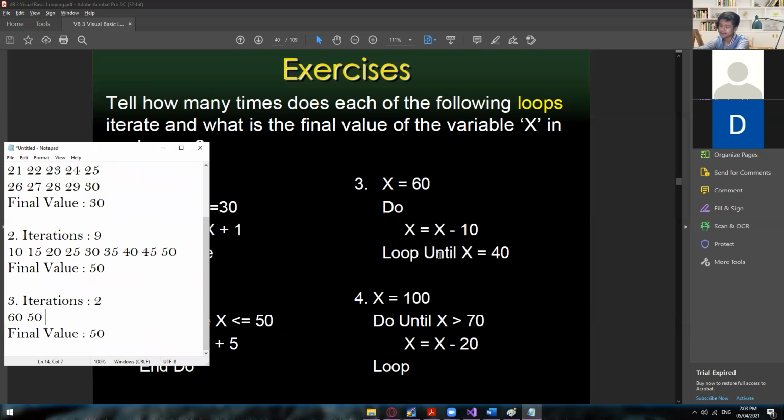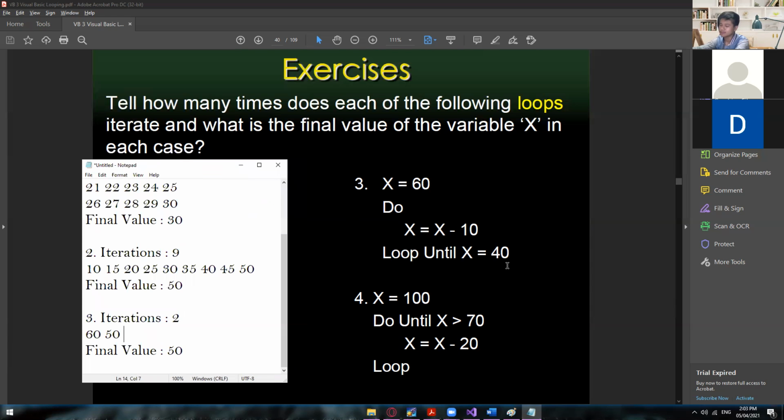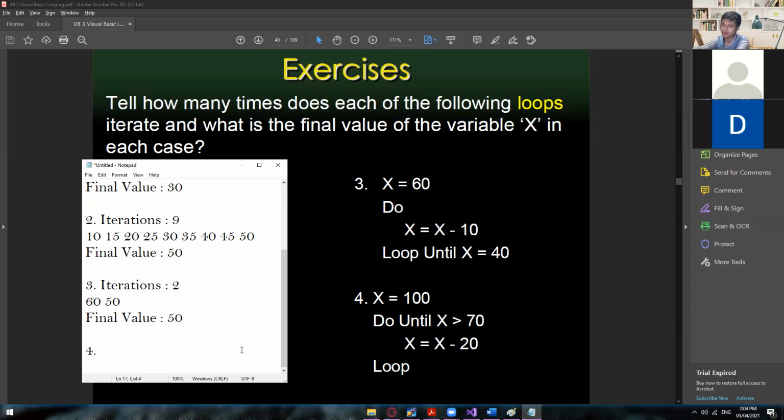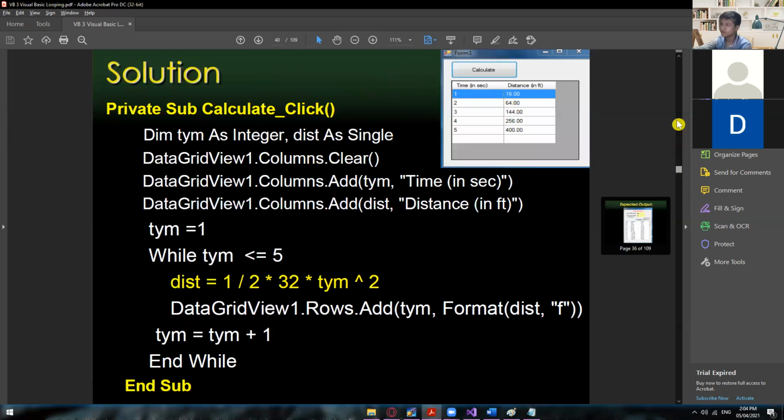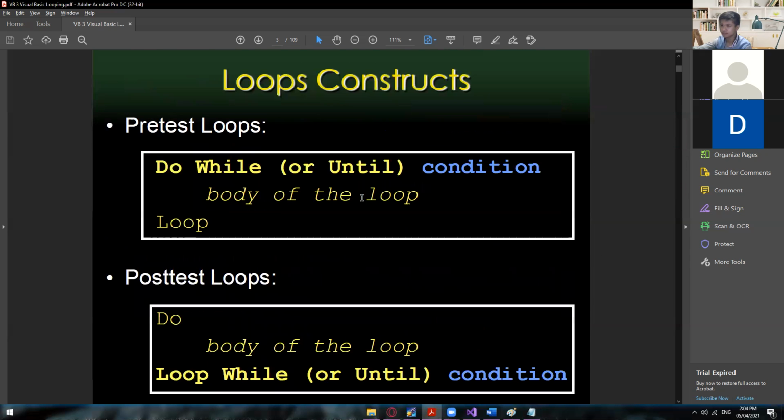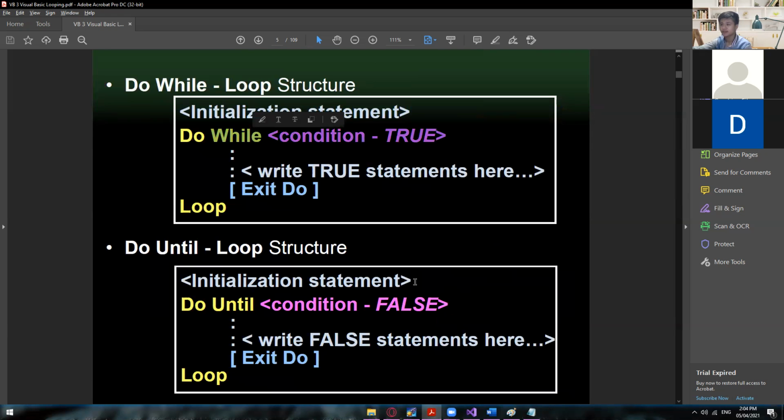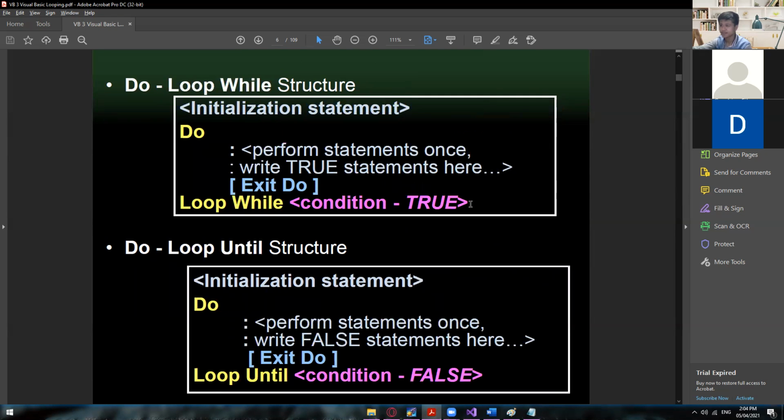So again, until is the opposite of while. It will loop only if we have a false condition, and will stop looping if we have a true condition. All right. So are we clear with number 3? Yes, sir. You can always go back to our first examples or syntaxes right here, to avoid confusion. Para hindi kayo masyadong malito.